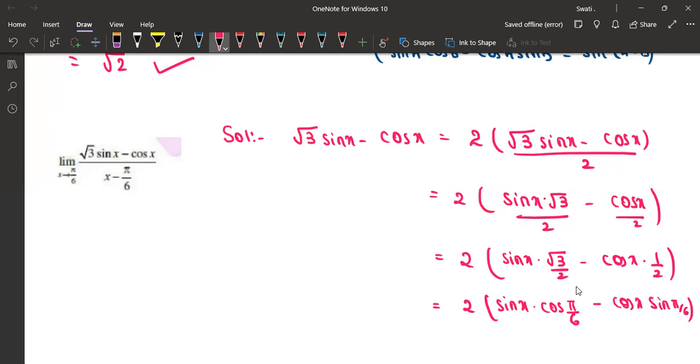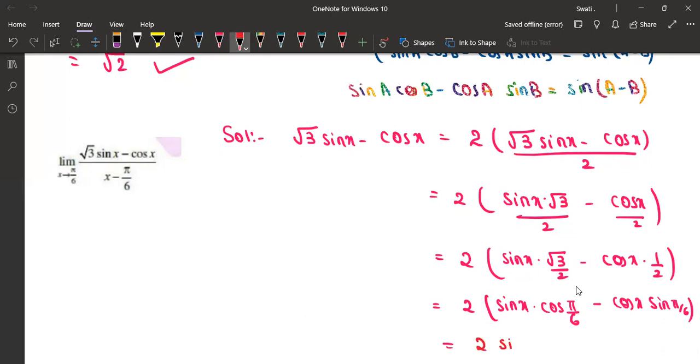Right? Now, here there is a formula that we are going to use, and I'm going to write the formula over here. It's the same formula that I have written over there, right? Sine A cos B minus cos A sine B, the formula is sine of A minus B, right? So using this formula, of course, it will become 2 as it is, sine A minus B, that means x minus pi by 6, right? So now we have the value for this, that is 2 sine x minus pi by 6.